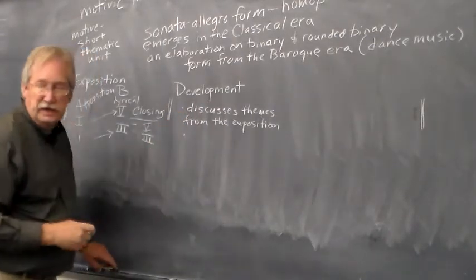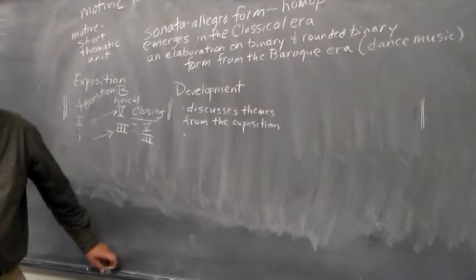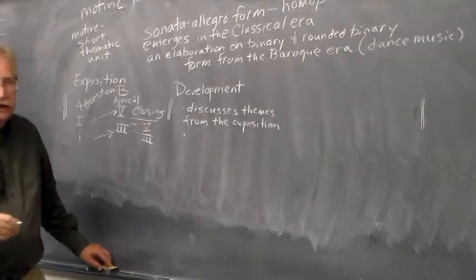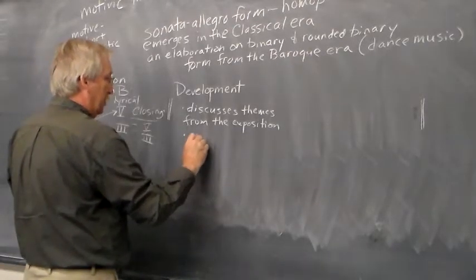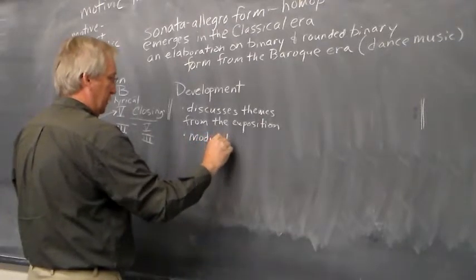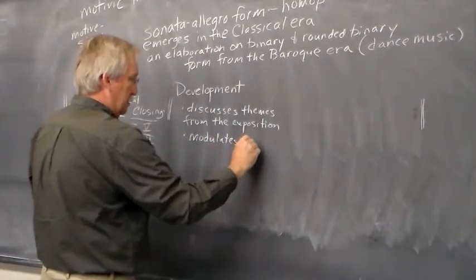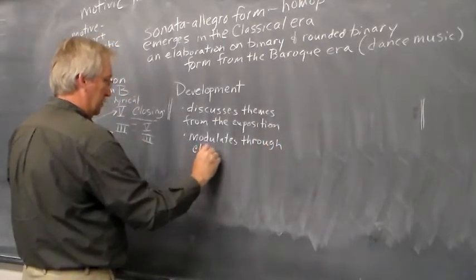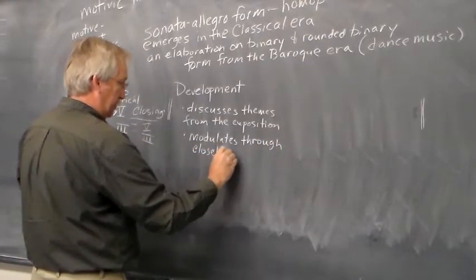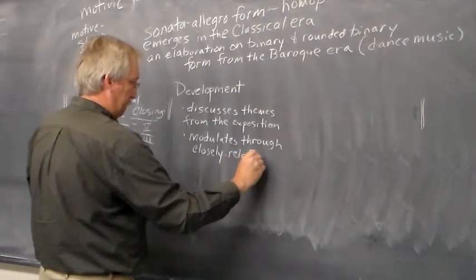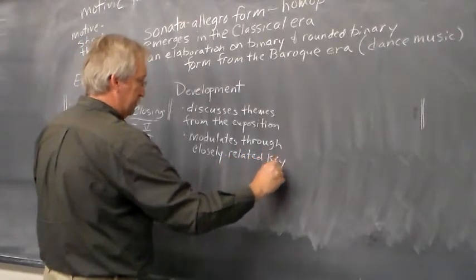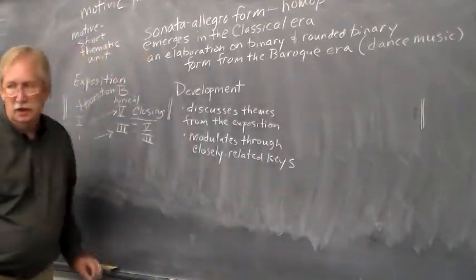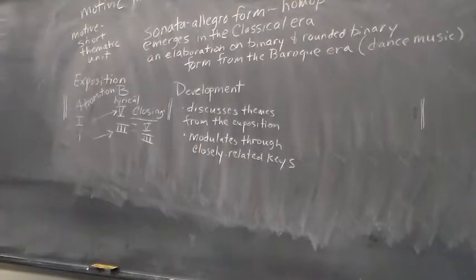All right, the second thing in the development that you expect is that it's going to modulate through closely related keys. So, can you quickly name the closely related keys in C major? What would they be?